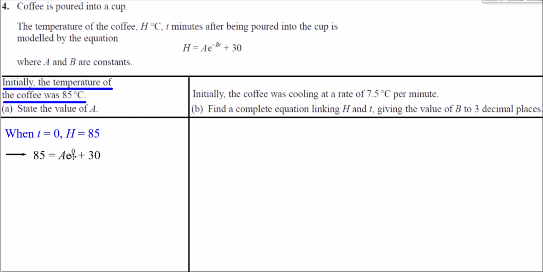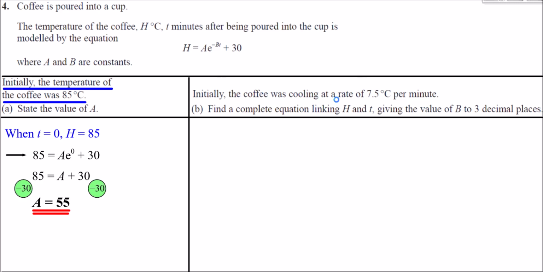Now, any number to the power 0 is 1. So A times e to the 0, well, that's just A. So we get 85 as A plus 30. So what we need to do now is take 30 from both sides. Therefore, A will be 85 take 30. A is 55.